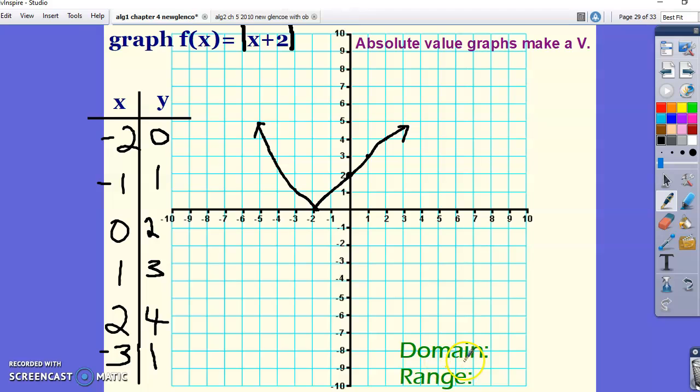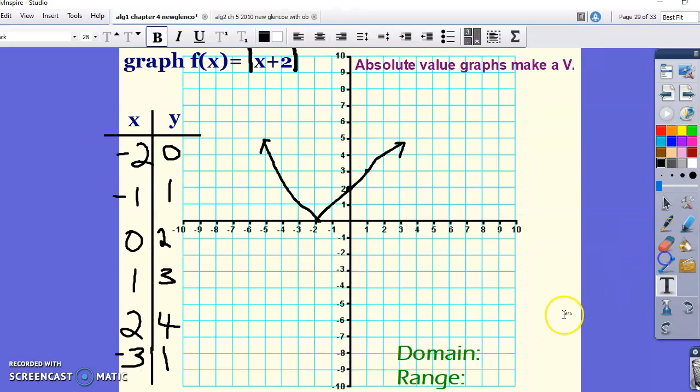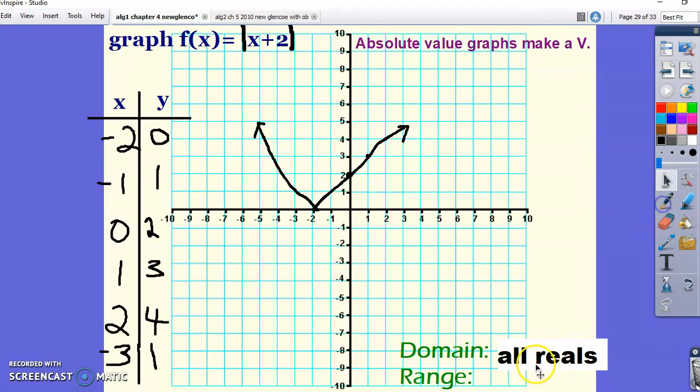They do want the domain and range. So let me come down here and I'll type in the domain. Move that up a little bit more. There we go. Maybe that'll work. So on the domain, if you look over here, we could have chosen any x, and all of the x's show up on this graph. So what we got to put for that is all reals.